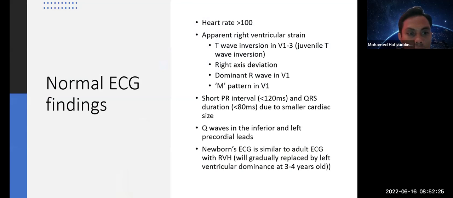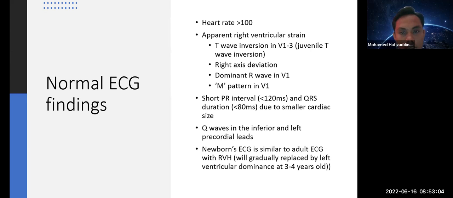Okay, so this will be my last slide, regarding the normal ECG findings in pediatrics. In pediatrics, we anticipate to see an increased heart rate of more than 100, and also apparent right ventricular strain, short PR and QRS duration due to smaller cardiac size, Q wave in the inferior and left precordial leads, and also newborn ECG is similar to adult ECG with right ventricular hypertrophy.